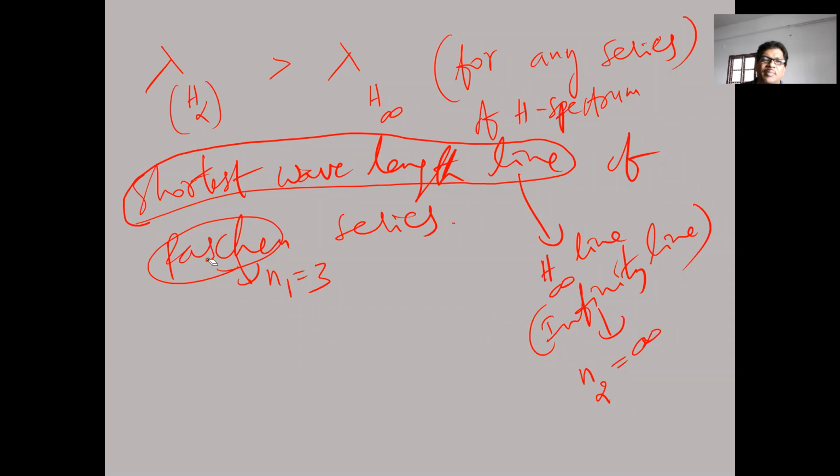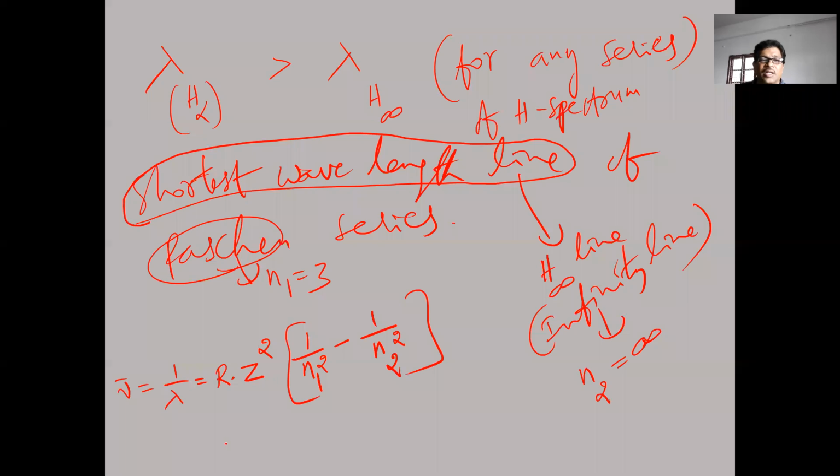And the Paschen series is mentioned in the problem, so the n1 value should be taken as 3. Now tell me, what is the formula? Rydberg's equation. Rydberg's equation is nu bar equals 1 by lambda equals R Z square, where R is Rydberg's constant, Z is atomic number, lambda is wavelength, nu bar is wave number. So 1 by lambda equals R into Z square into 1 by n1 square minus 1 by n2 square.